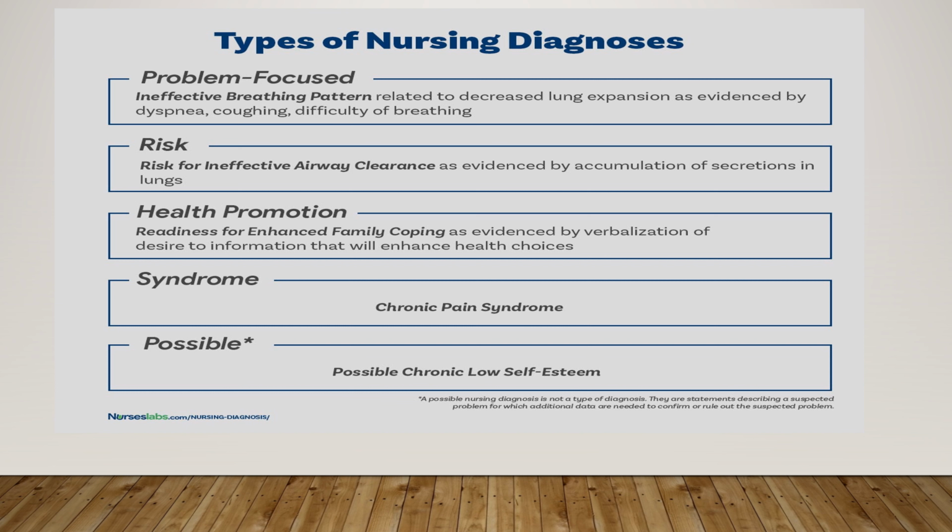Another is the syndrome, like chronic pain syndrome. Another is the possible diagnosis, like possible chronic low self-esteem. So these are some of the examples of different types of nursing diagnosis.